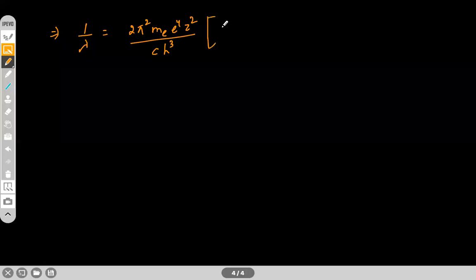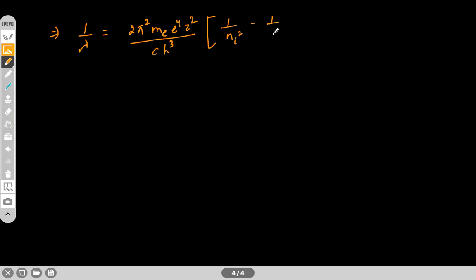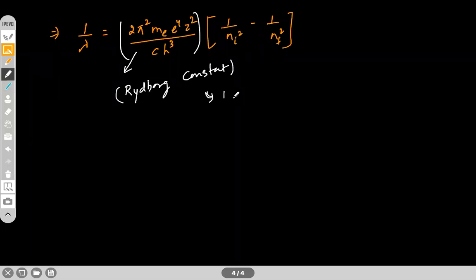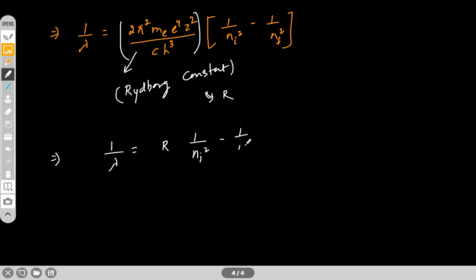Okay, so 1 by lambda is equals to what we can write, 2 pi square me e to the power 4 z square divided by chq into 1 by Ni square minus 1 by Nf square. Now this constant is Rydberg constant. This is represented by R. So 1 by lambda is equals to R into 1 by Ni square minus 1 by Nf square.